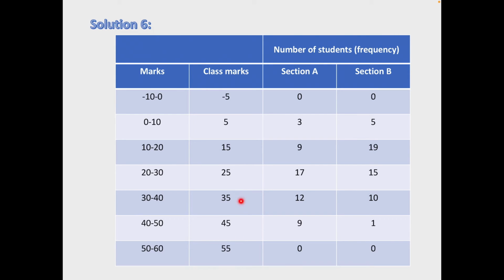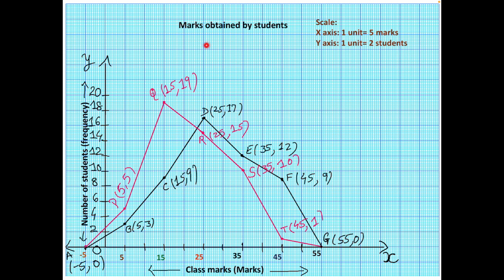So 15, 25, 35, 45, 55, and these are the number of students, that means frequencies, section A, section B. Now on x-axis I will show these class marks, on y-axis I will show the frequencies, and accordingly I will select the scale. So name of the graph I have given as marks obtained by students. On x-axis I have written class marks, that means marks, y-axis number of students, that means frequency, and the scale is taken as x-axis 1 unit is equals to 5 marks.